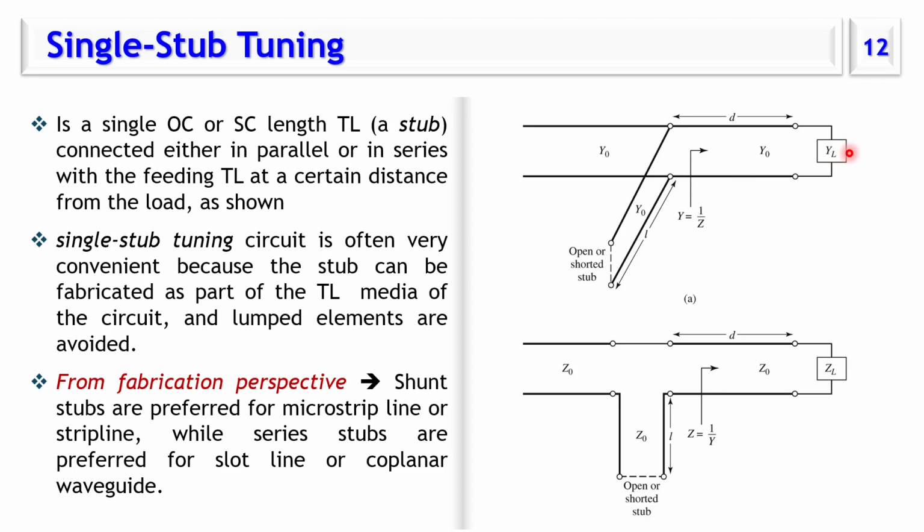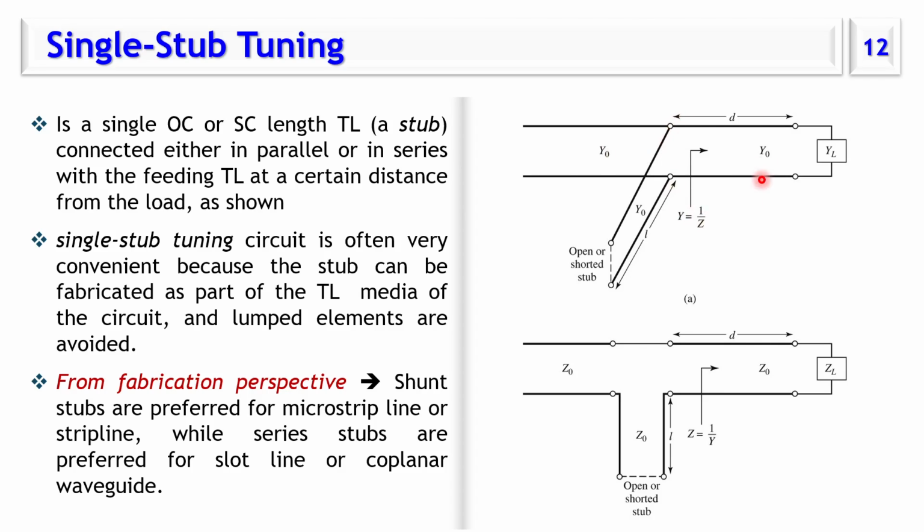So this is our load impedance or load admittance, and we want to add a matching network which starts here and ends up here. It includes this stub, such that the input impedance seen from this point equals the characteristic impedance. So we want the load plus the matching network together to equal the characteristic impedance.